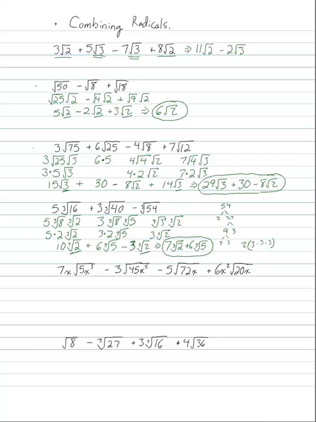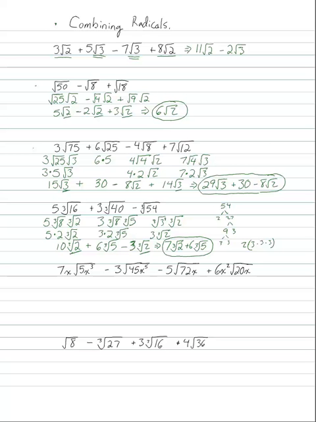Say we have 7x squared root of 5x cubed minus 3 square root of 45x to the fifth, minus 5 square root of 72x plus 6x squared square root of 20x. So I'm going to start off the same way. Even though it's got variables, it's not going to change all that much. So I'm going to go ahead and try to simplify each radical.